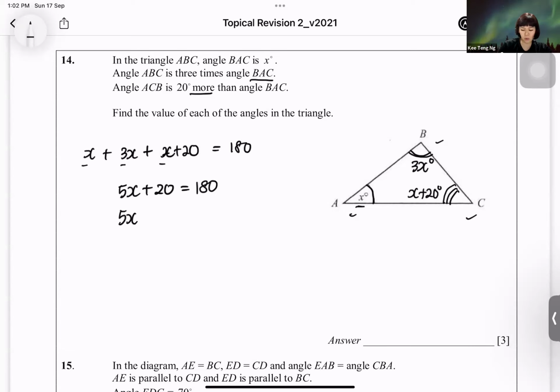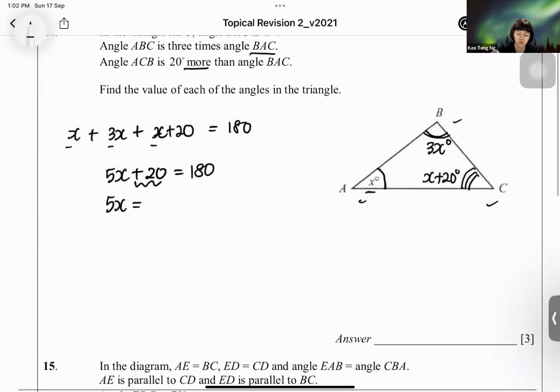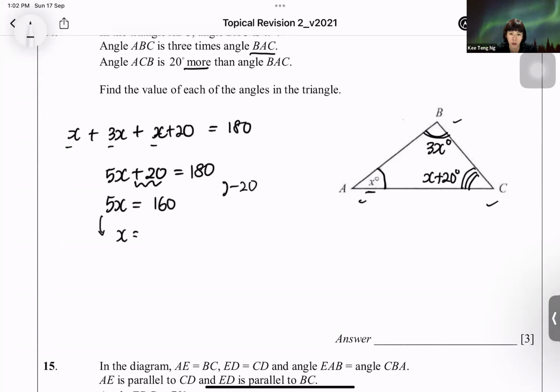You notice in my working, I don't put the units over there. I didn't put the degree sign. Then now, how do I get rid of plus 20? We minus 20, right? So 180 minus 20 gives me 160. Then how do I get rid of 5? I don't want 5 units is 160. How much is 1 unit? So we divide by 5. So 160 divided by 5, that gives me x is 32.